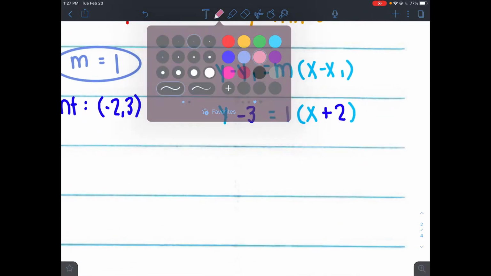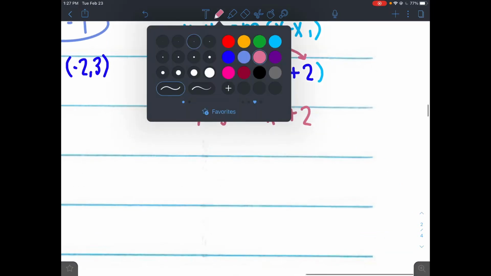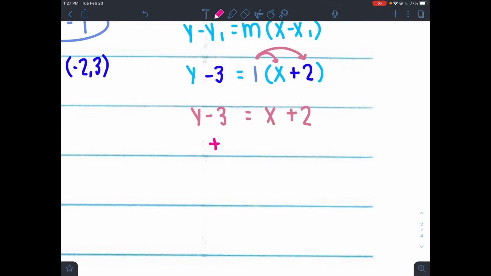All right, now we're gonna go ahead and distribute, because we want to simplify this down. So y minus 3 stays the same. 1 times x is just 1x, or just x. And then 1 times 2 is positive 2. And then our next step here is we want to add 3 to both sides.